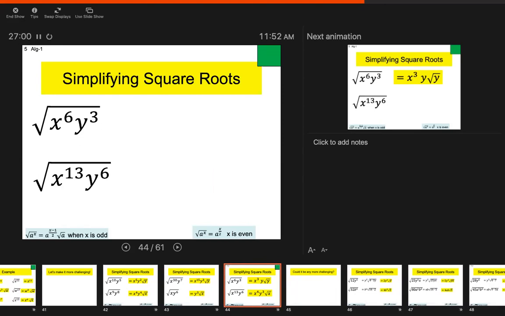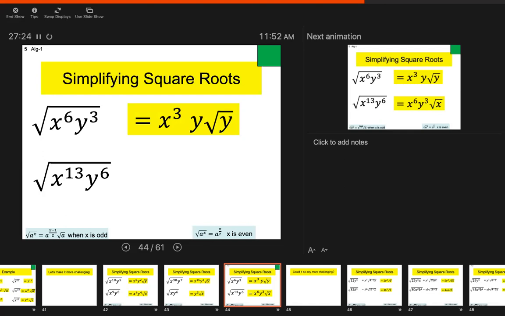Half of 6 is 3, so we get x to the 3rd on the outside. With a y, the power is odd. 3 minus 1 is 2. Half of 2 is 1. So we get y to the 1st on the outside and a y to the 1st on the inside. I just choose not to write y to the 1st. I just write y. Stop me if you're lost.